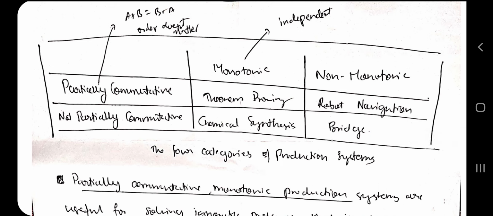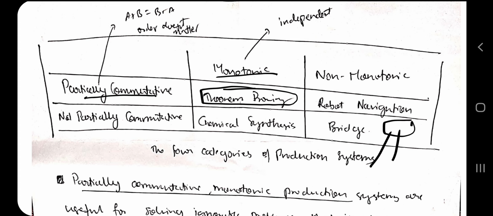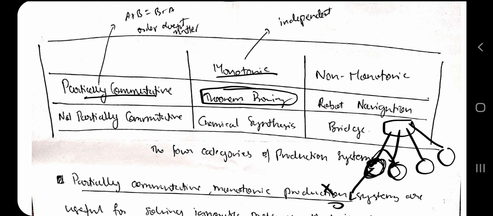So what is partially commutative and monotonic? The example is theorem proving. In theorem proving, if we prove a theorem, we can prove it in many ways. There are n number of ways in which we can prove any theorem. If we choose one way, go and prove it and see it is not working, we can come back and choose another way. Choosing this way does not affect the other choices, and we can again come back and choose this one.